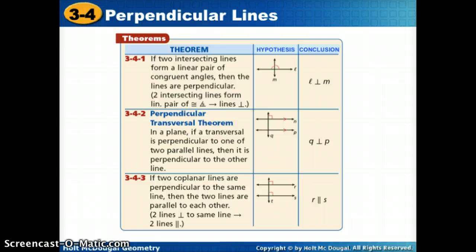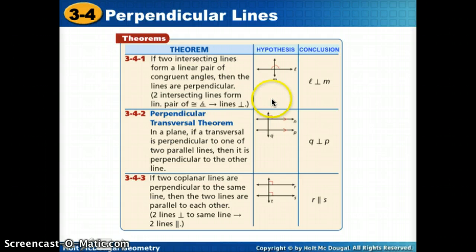Alright, now we're going to look at a couple of theorems that have to do with perpendicular lines. Notice only one of these has a title that you can use in a proof. For the other ones, instead of having a name, you'll have to write in the whole thing as your reason. They show you what this theorem would look like if you shortened it and used symbols. But it says that if two intersecting lines form a linear pair of congruent angles, then the lines are perpendicular.